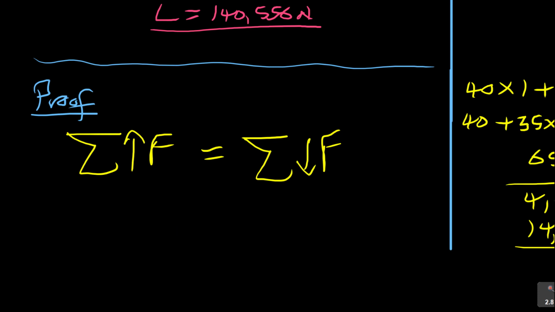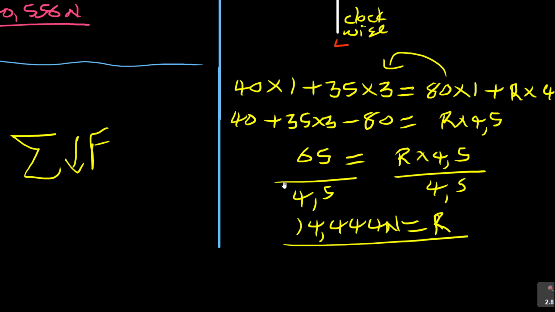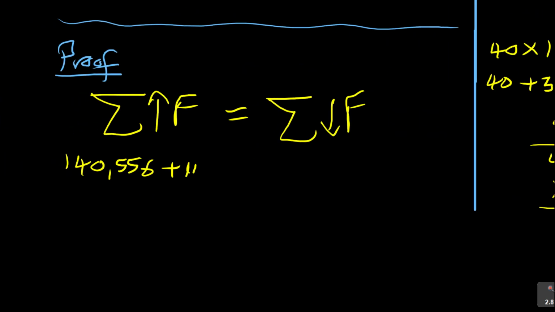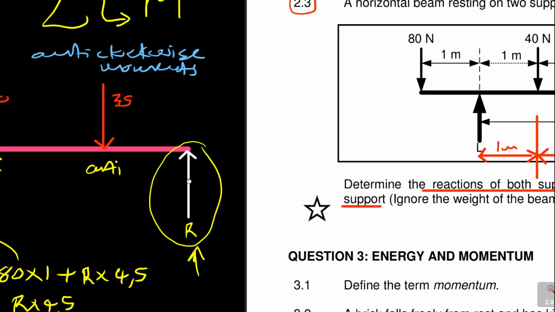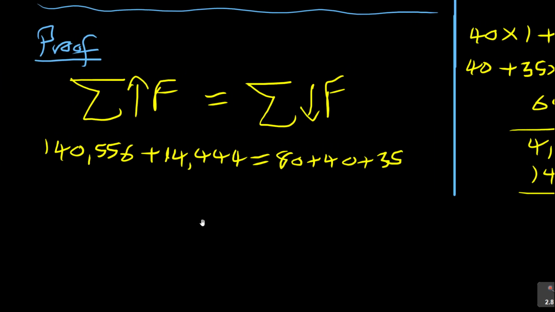So what is L plus R? We know that our L is this one, which is 140,556, plus the other one, which was our R, which is 14,444. You see this? 14,444 is equal to those that are facing down, 80 plus 40 plus 35. If these are the same, it means you did well.